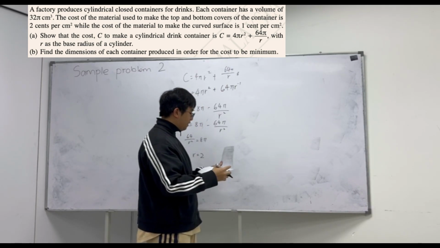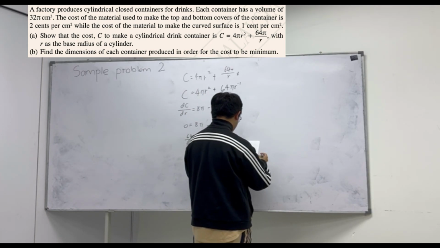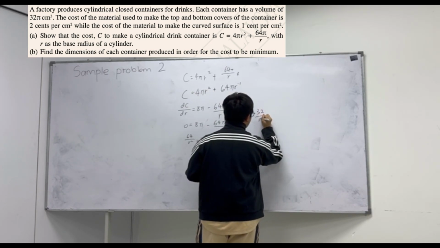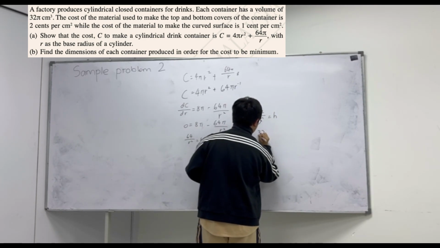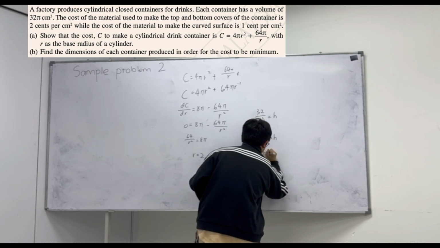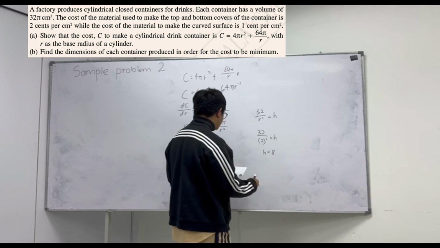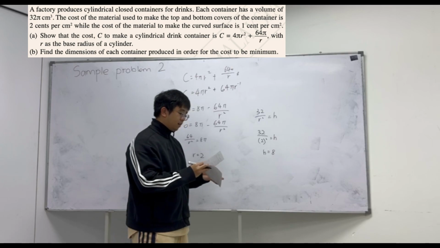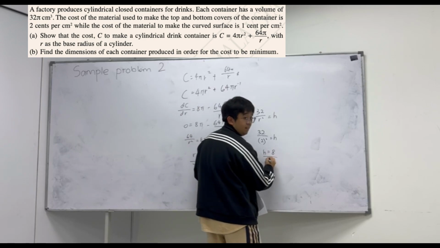And then how do we find the height? We just substitute into the height formula we used just now, which is h equals 32 over r squared. Substitute the r inside, so we get the height. So the dimensions of the cylindrical closed container are radius 2 cm and height 8 cm.